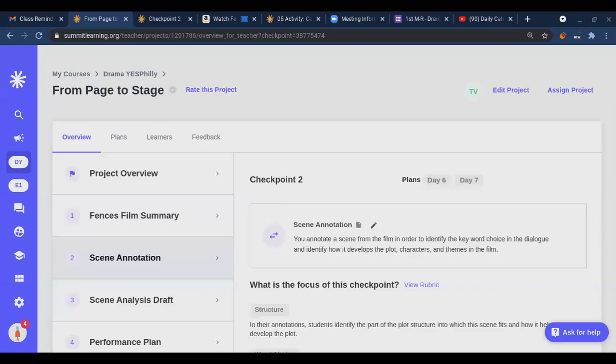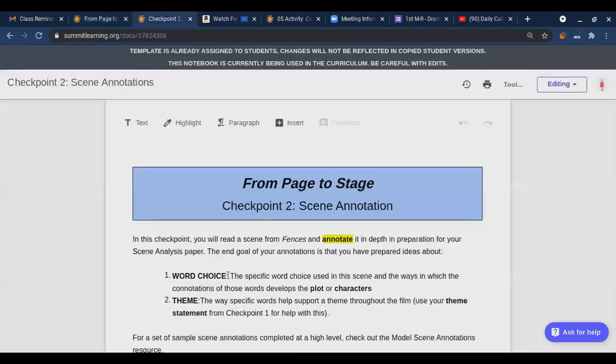If you're able to log on to Summit, go ahead and do that. Find our class. Drama Yes Philly, Page to Stage is our project. What you're going to look for today is checkpoint 2, newly assigned to you. It says scene annotation. If you click the link up here, it's going to take you to a page that looks like this. It says from page to stage, scene annotation.